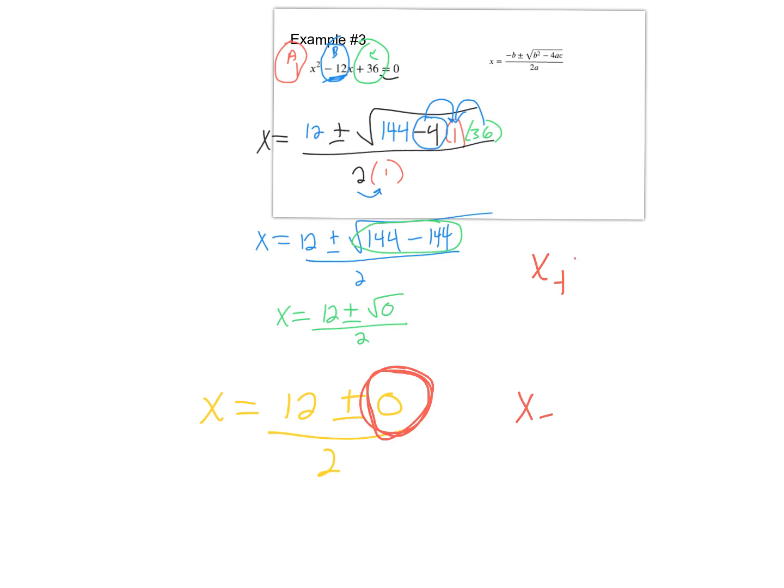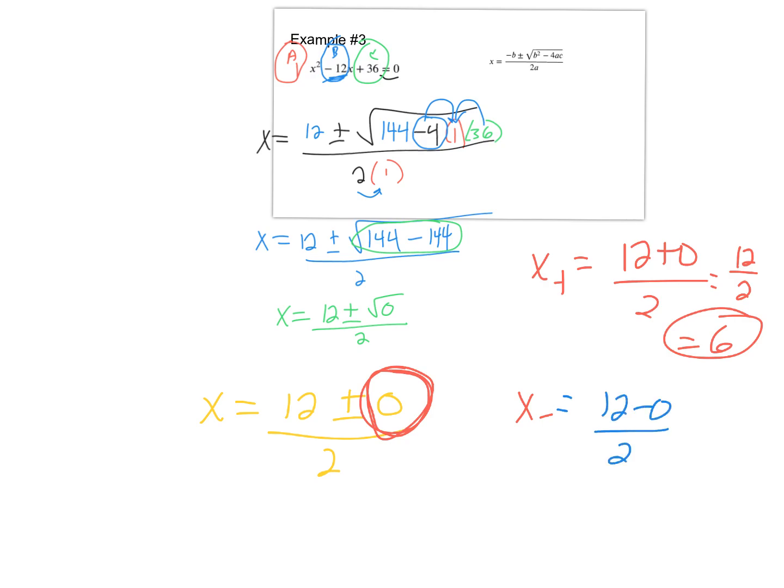Okay, so the positive says we're going to do 12 plus 0 divided by 2. So 12 plus 0 is 12 divided by 2. Therefore, x is going to equal 6. Now, when I do the negative solution set, careful, Gwen, you're going to spill those. You're going to have 12 minus 0 divided by 2, 12 divided by 2, which is, again, 6 again.